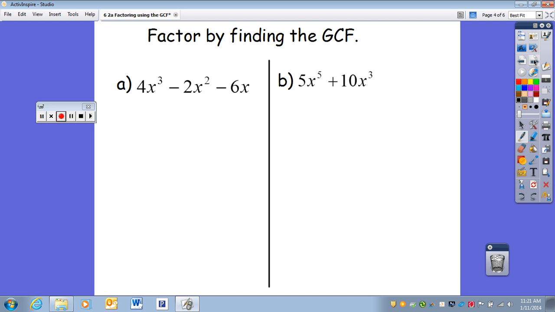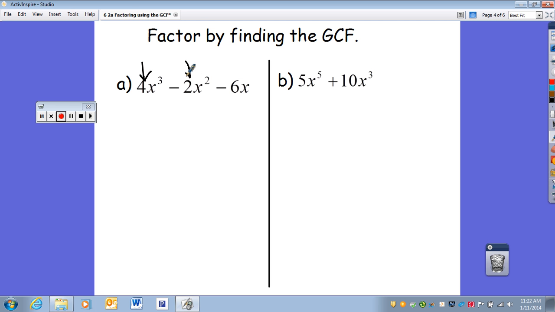Here are some examples. We have 4x cubed minus 2x squared minus 6x. First of all, we're going to take a look at our coefficients, and we want to know if anything can be divided evenly into our coefficients. It looks like we could divide all of them by 2. Next, we're going to take a look at our variables, and we want to see what could divide evenly into each of them. To do that, we find the base that's alike, which is our x, and then we take a look at the exponents, and the smallest exponent present is what we can divide out of each of them. So that would be x to the first power.